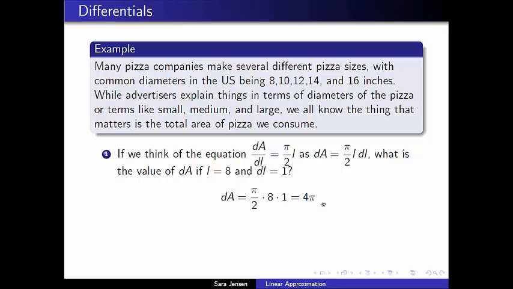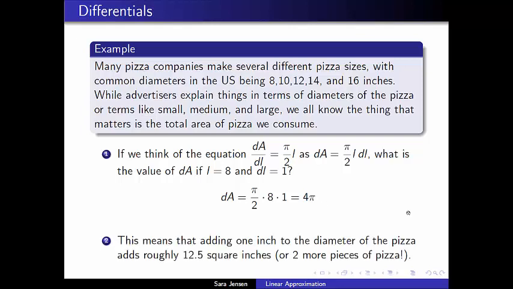or in other words, about 4 pi. Putting that into terms that are particularly meaningful to us, this means that adding just 1 inch to the diameter of the pizza results in 12.5 more square inches of pizza. And that's about 2 slices worth of pizza on an 8-inch pizza. So adding just 1 inch to the diameter of the pizza gives us about 2 more slices for these particular values.